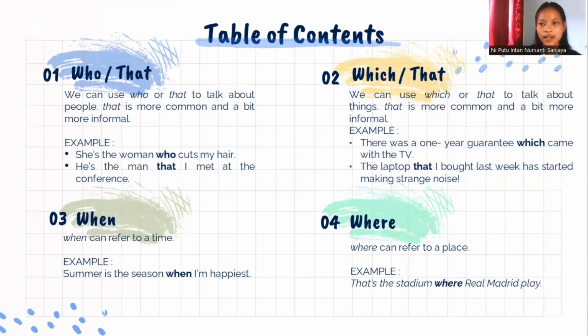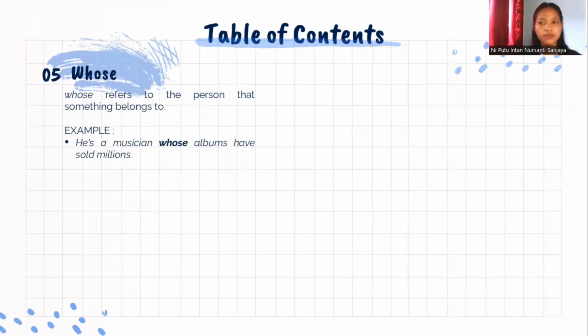And the last one is whose. Whose refers to the person that something belongs to. For example, he is a musician whose album have sold millions.